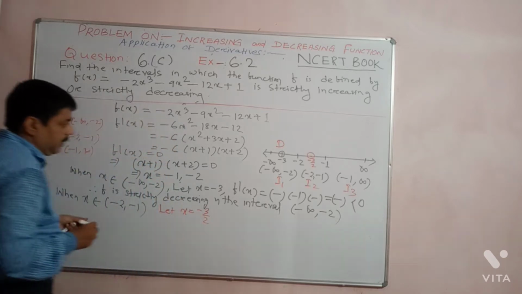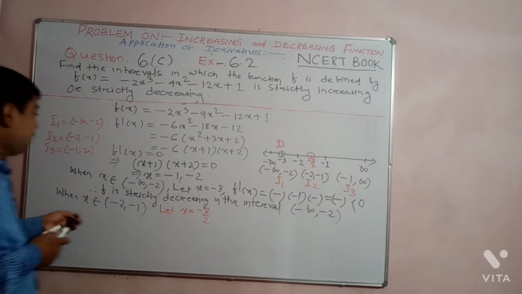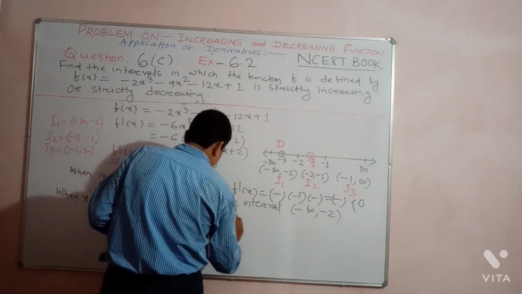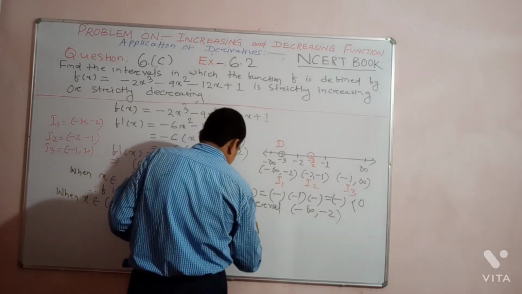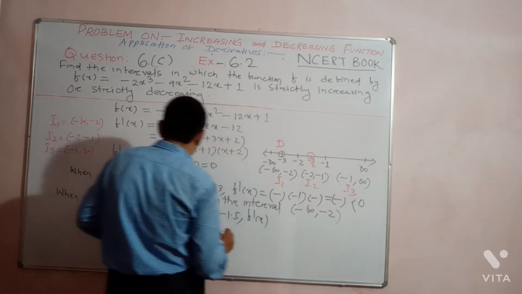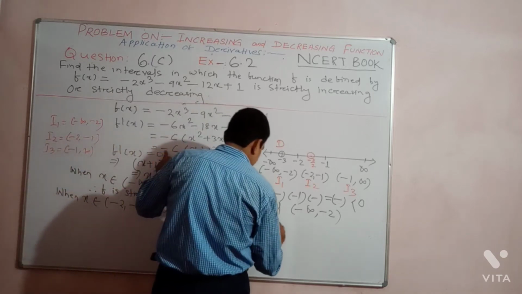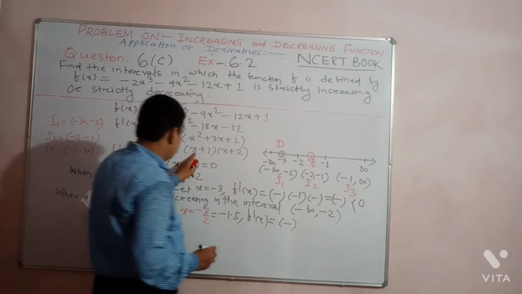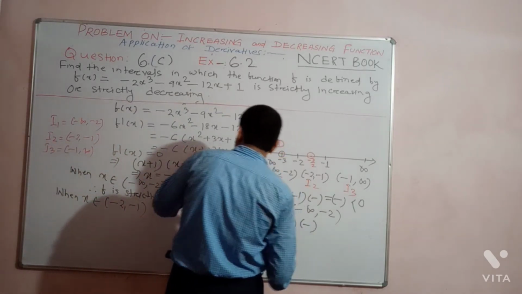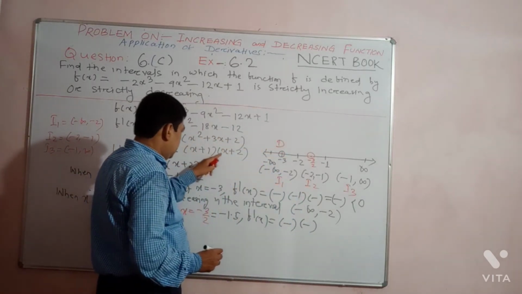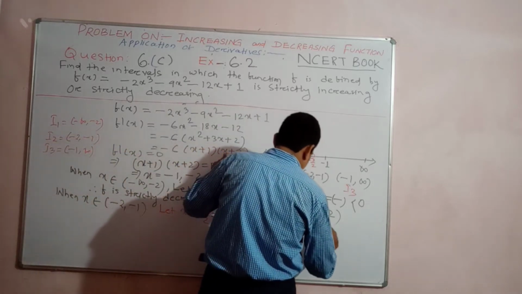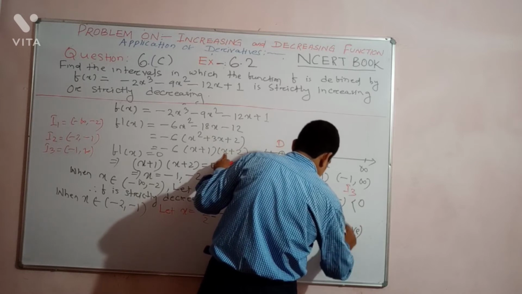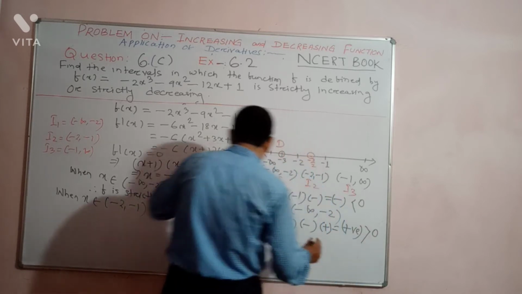In this interval, what happened? Let's see. You see minus 3 upon 2, we can also write as minus 1.5. Then put the values in f dash x, the derivative of the function. This sign is negative, so the first factor is negative. Here minus 1.5 means this factor is also negative, and here minus 1.5, this factor will be positive. So the overall sign will be positive. It means f dash x is greater than 0.